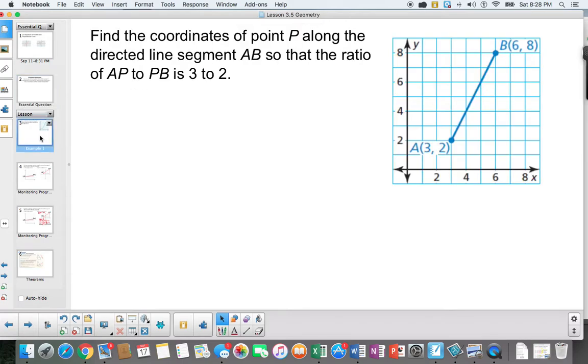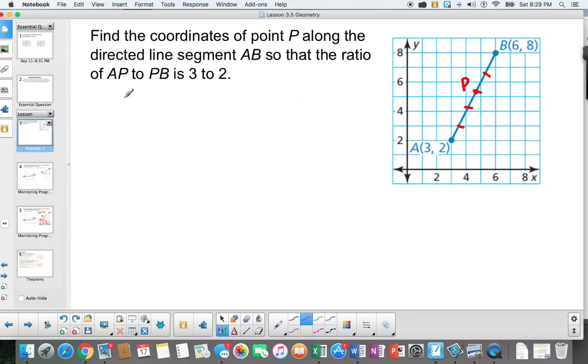Let's start with the directed line segments. We want to find the coordinate of P along the directed line segment A to B so that the ratio is in a 3:2 ratio. What does that mean? Well, a 3:2 ratio means 5 parts: 1, 2, 3, 4, 5. So we want to put P right about here and find its coordinates.